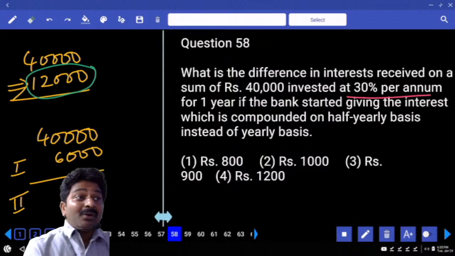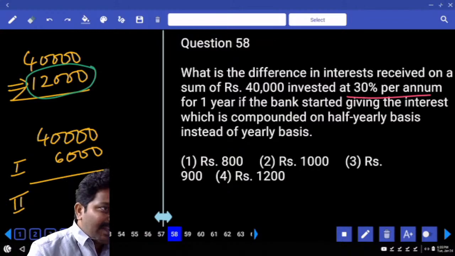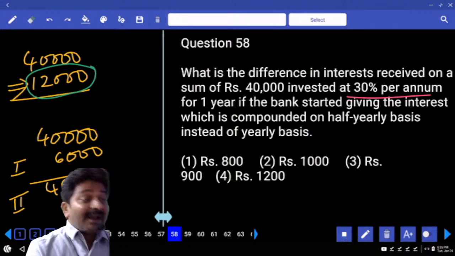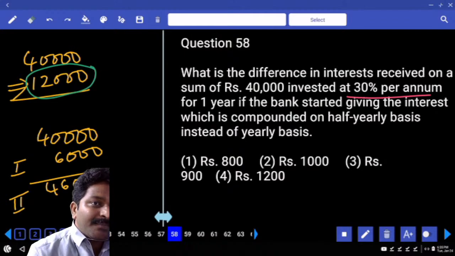6,000. Out of the earlier 12,000, we got 6,000 interest. Clear? Now it becomes 46,000. And the second time we have to calculate interest on 46,000.